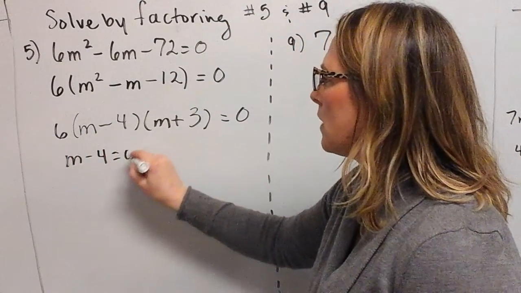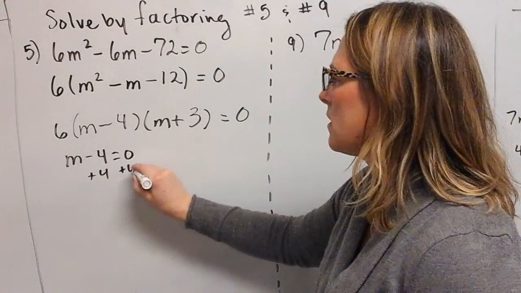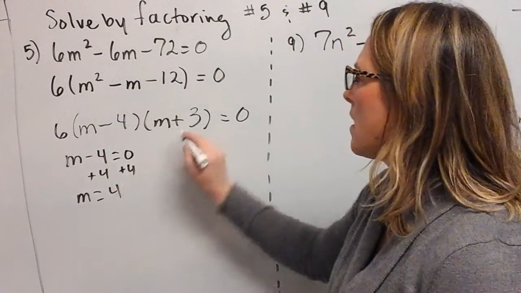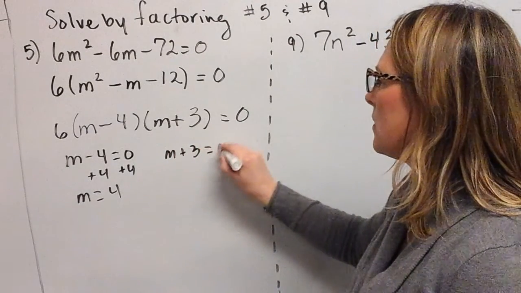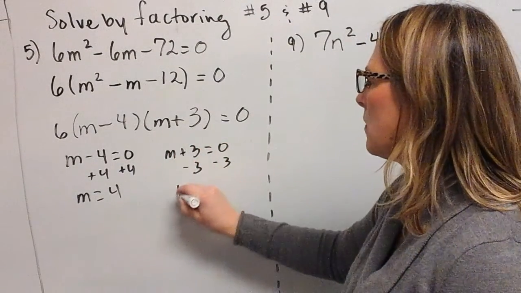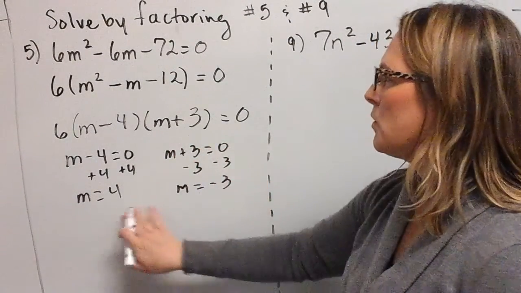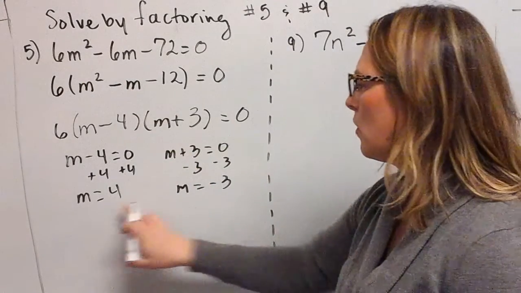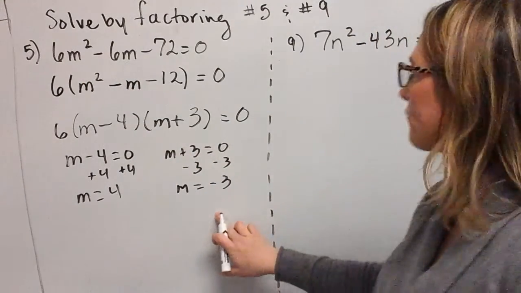M minus 4 equals 0, add 4 to both sides, so m equals 4. M plus 3 equals 0, subtract 3 from both sides, so m equals negative 3. My two solutions for this quadratic equation are 4 and negative 3.